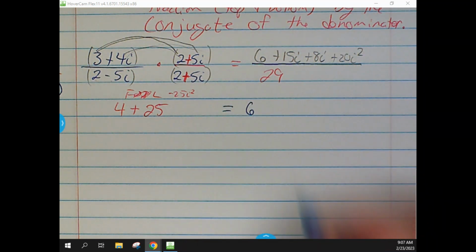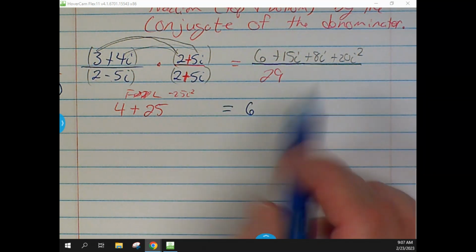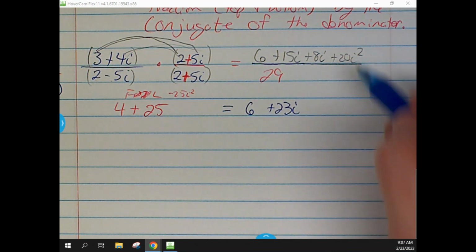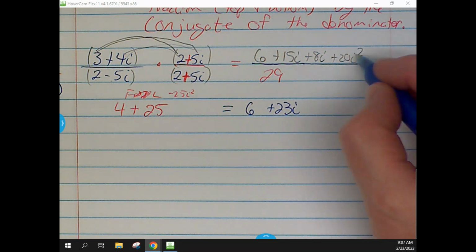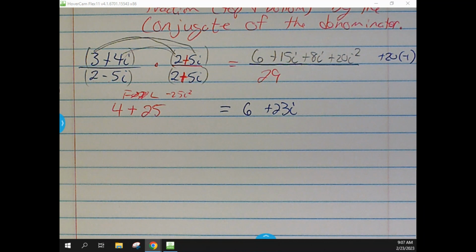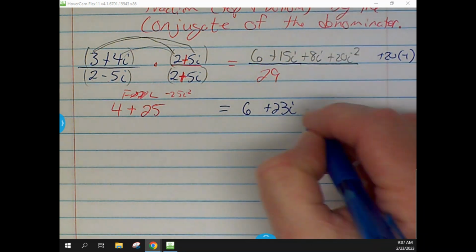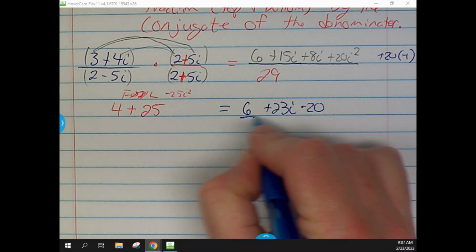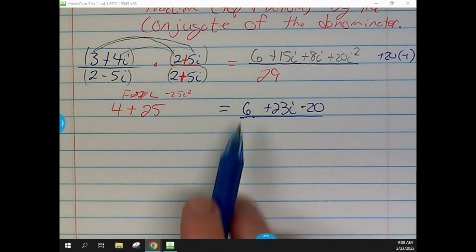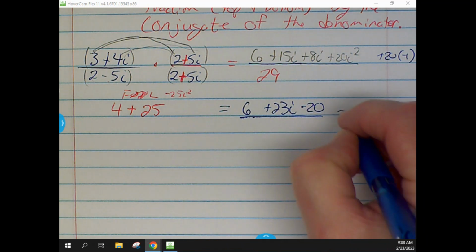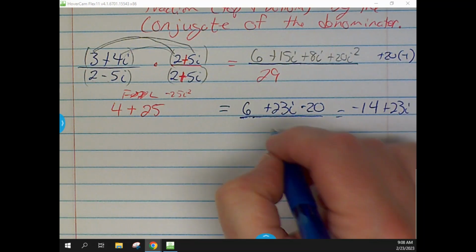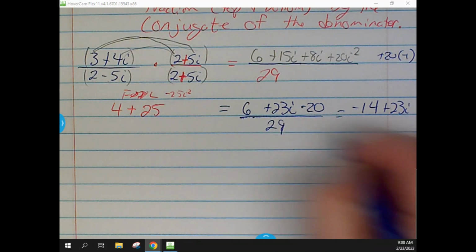All right, so the 6 is good. We've got 15 plus 8, that's 23i. And again, at the end with the 20i squared, you're going to take out the i squared and replace it with -1. So we've got 20 times -1, which would basically just make that a -20. And then we can combine the 6 and the -20 to make it -14. That was over 29, and this is over 29.